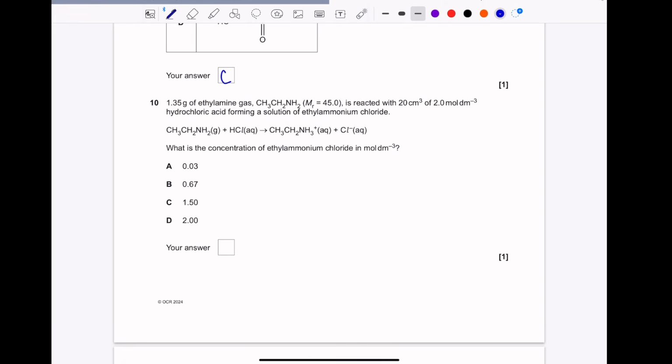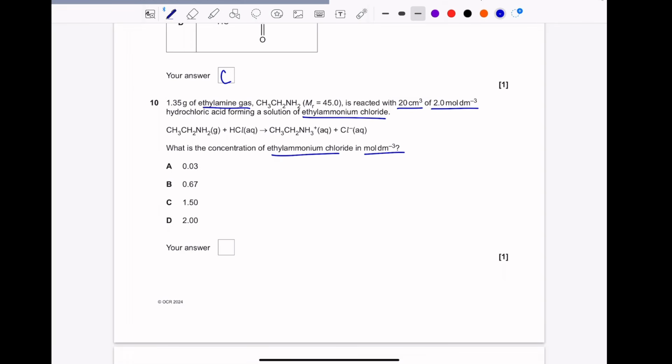Then question 10 is 1.35 grams of ethylamine gas is reacted with 20 centimeters cubed of 2 moles per decimeter cubed hydrochloric acid, forming a solution of ethylammonium chloride. What is the concentration of ethylammonium chloride in moles per decimeter cubed?